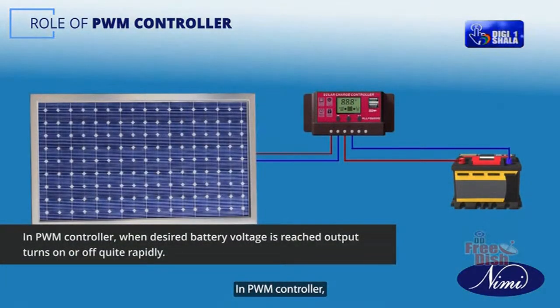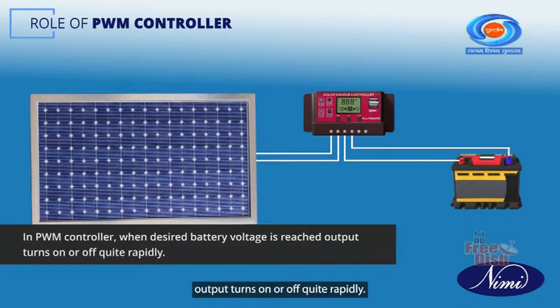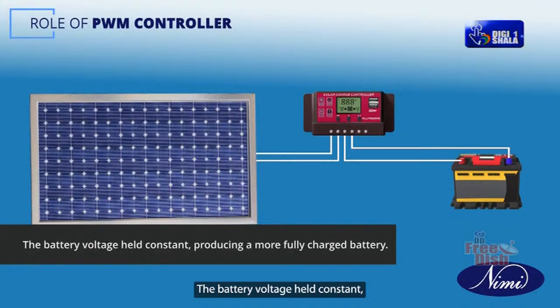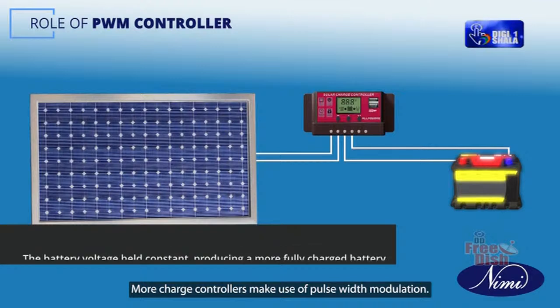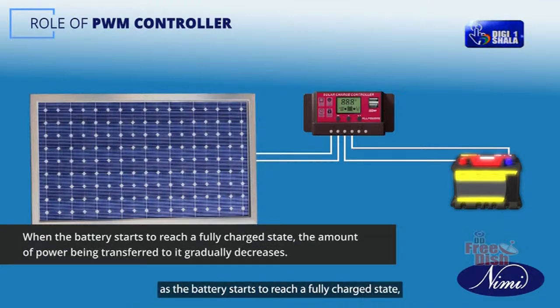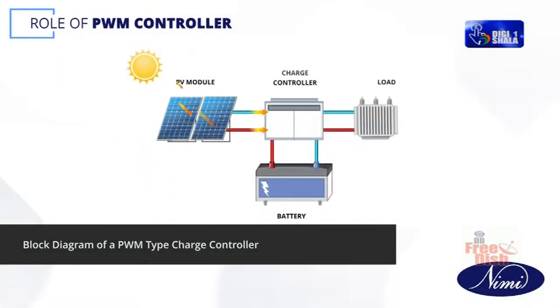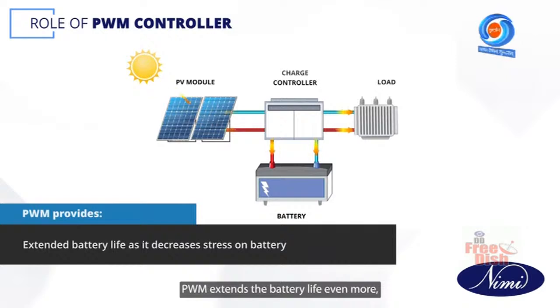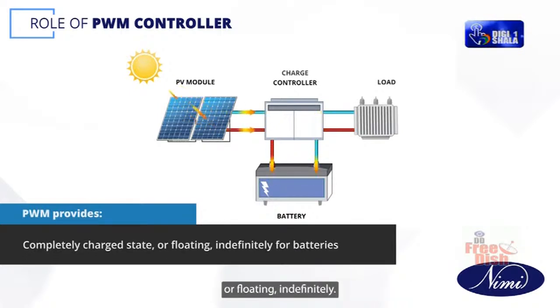In a PWM controller, when the desired battery voltage is reached, the output turns on or off quite rapidly. The battery voltage is held constant, producing a more fully charged battery. Most charge controllers make use of pulse width modulation. This is a process in which, as the battery starts to reach a fully charged state, the amount of power being transferred to it gradually decreases. PWM extends the battery life even more as it decreases stress on the battery. It can also keep batteries in a completely charged state, or floating, indefinitely.